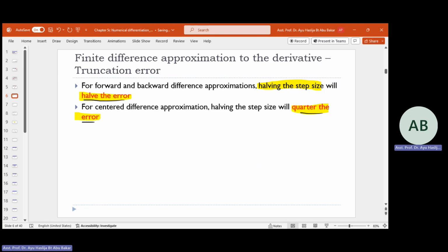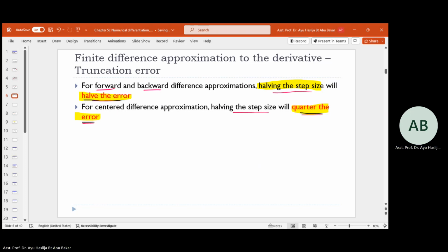Now, this is the difference on the arrow just now. For forward and backward, halving the step size will half the error. Whereas for centered, halving the step size will quarter the error.